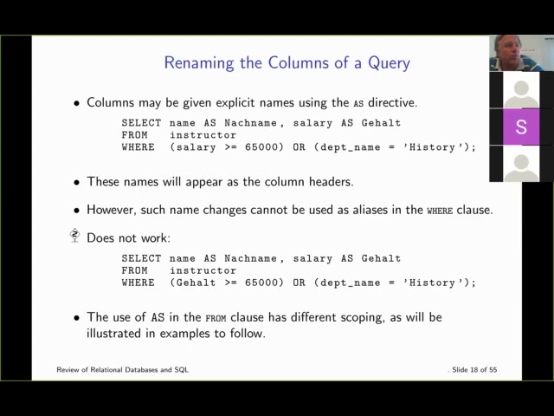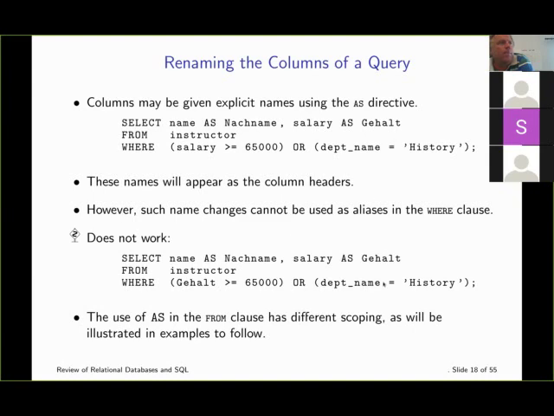In this case, you're generating a new relation in the SQL query, and you're giving it new attribute names, Name and Gehalt, so it's a German version of the table. I shouldn't say a table comes out of this, because what's coming out is just an answer result, but this could potentially be fed into a table. The names will appear as the column headers.